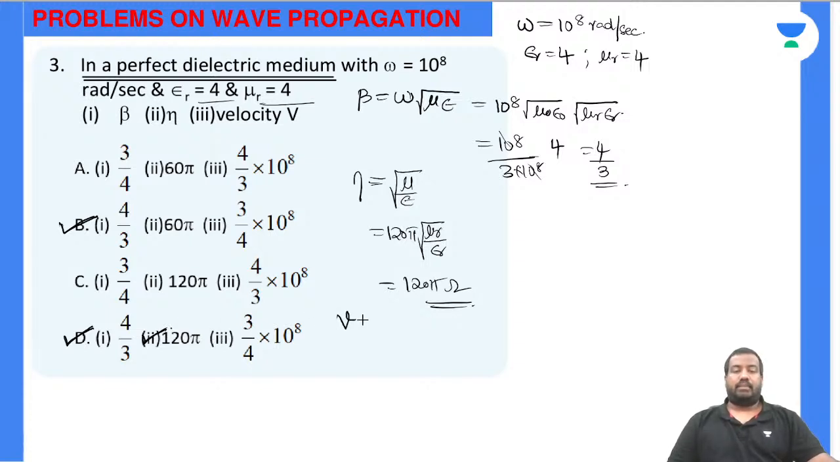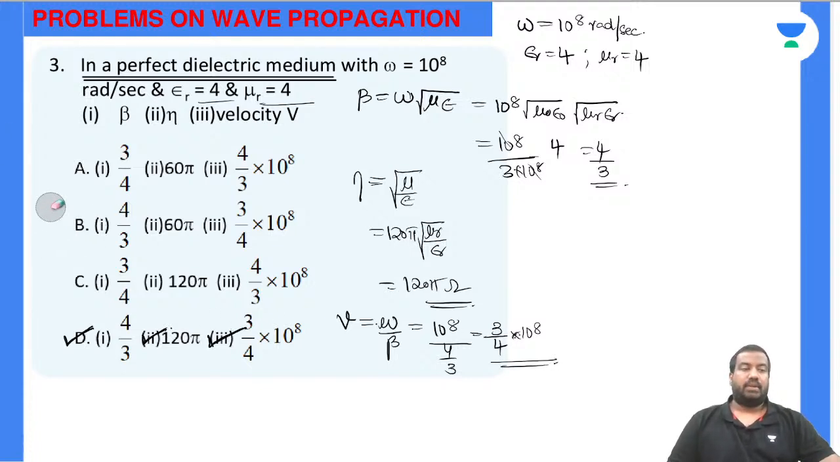Next. Velocity is simply omega by beta. Omega is 10 power 8. Beta, you got it as 4 by 3. It's 3 by 4 into 10 power 8. 3 by 4 into 10 power 8. Option D is the answer. Is that clear?